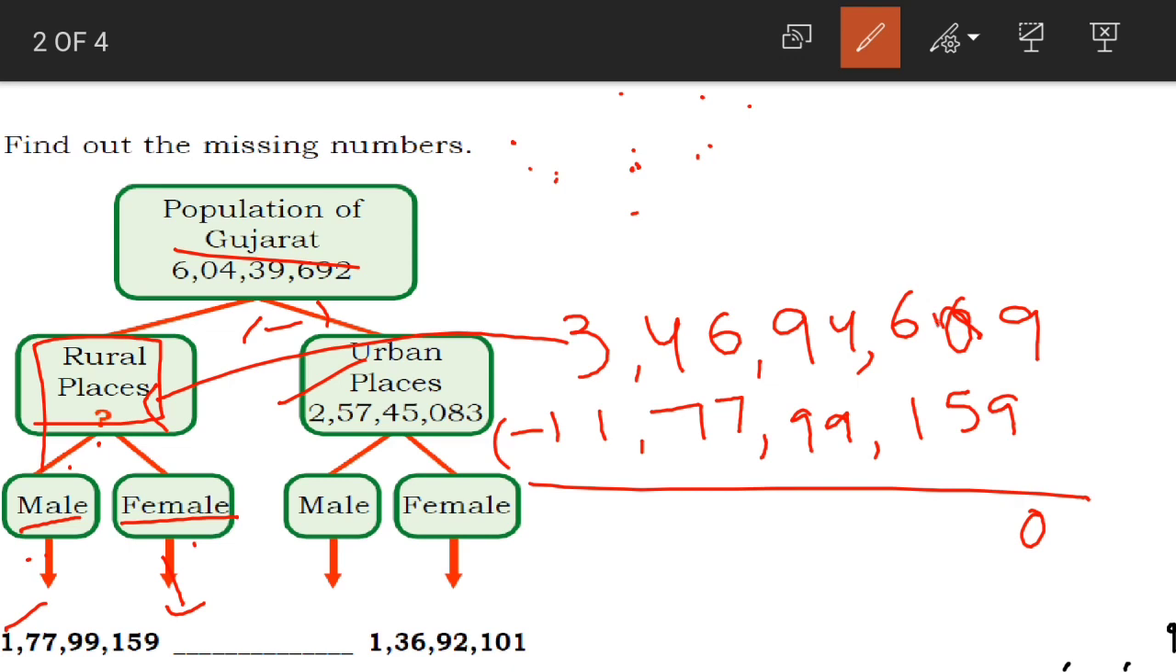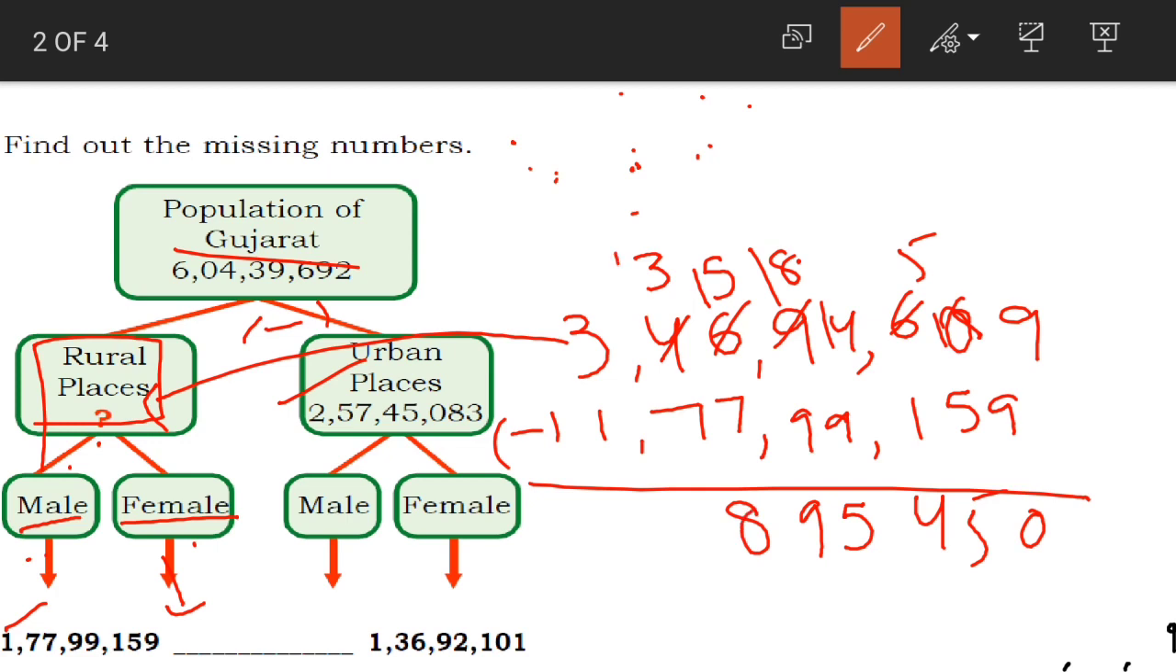Now 0 minus 5 is not possible, so borrowing. 10 minus 5, 5. 6 minus 1, 4. Now again 4 minus 9 is not possible, so borrowing. 14 minus 9 is 5. Now 8 minus 9, again we need to borrow. 8 becomes 18, 6 becomes 5. 18 minus 9 is 9. 5 minus 7, again we need to borrow here. 15 minus 7 is 8. Again 3 minus 7 is not possible, so borrowing. 3 becomes 13, the other 3 becomes 2. 13 minus 7 is 6. 2 minus 1 is 1.